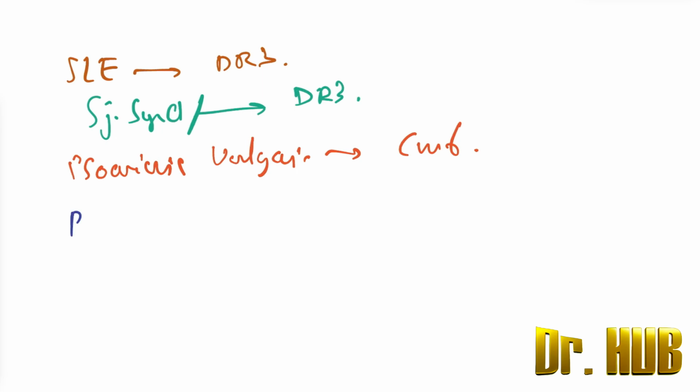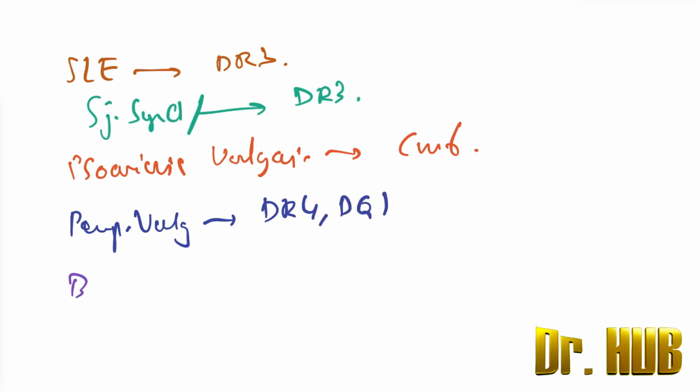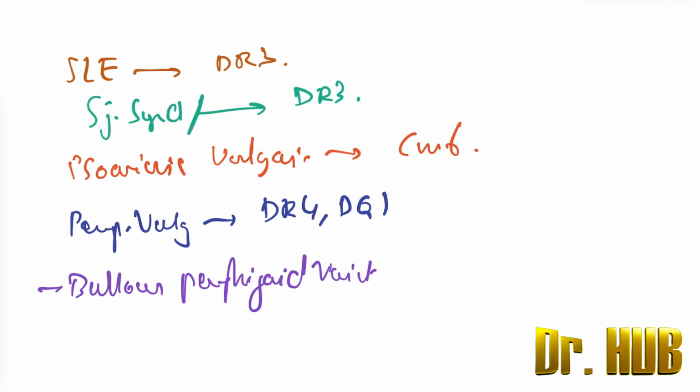Next, the pemphigus vulgaris. Pemphigus vulgaris is going to be DR4, DQ1, and then the bullous pemphigoid variant. So this is going to be the DQ7.